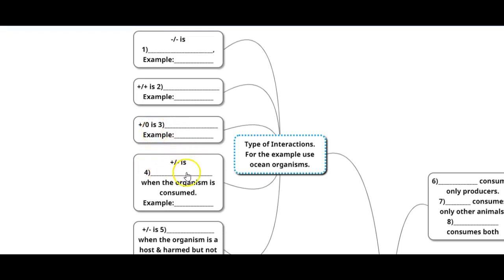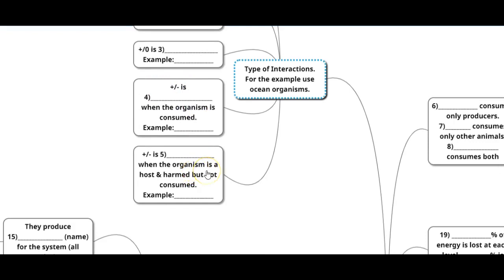All right, what about this plus minus? Now there's 2 plus minuses, and this one, it depends on how it's explained. Now when one is getting a benefit and one has a negative impact, this is when one organism is consumed. This one is predation. Obviously, it's good for the thing that's eating the organism, bad for the organism that's getting eaten. This could be simply a shark eating a fish.